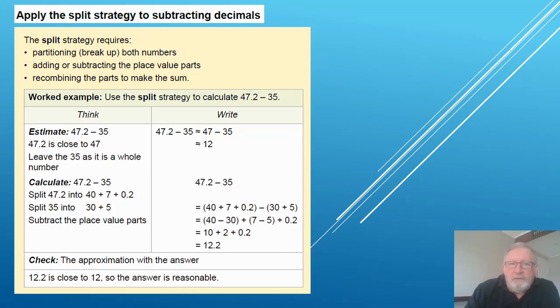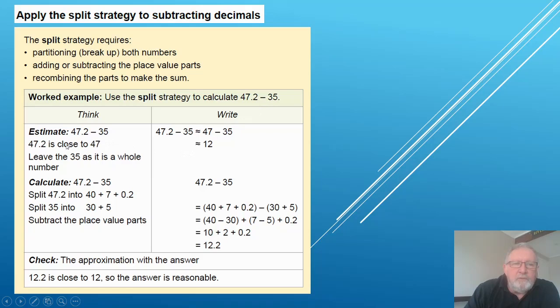Another strategy for taking away decimals is the split strategy, and it requires both numbers to be partitioned, and it can work for adding or subtracting. So once we do the calculations, we then recombine the parts to come up with our answer. So in this particular case, we're taking away 35 from 47 and 2 tenths.